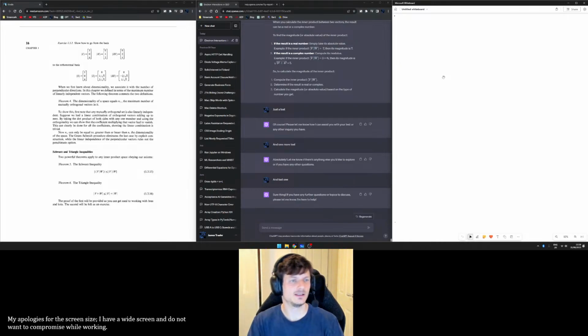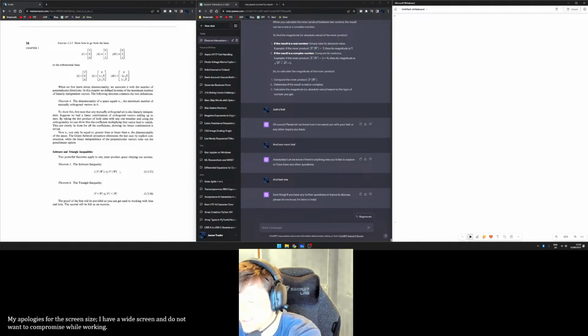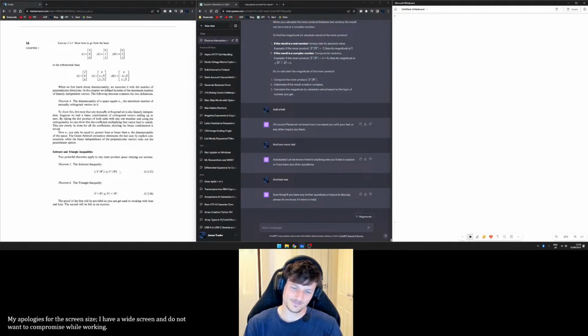Okay, so Schwartz and triangle inequalities. Two powerful theorems apply to any inner product space obeying our axioms. Theorem 5, the Schwartz inequality. Here it is: the magnitude of the inner product is always less than or equal to the multiplication of the two magnitudes. Yeah, I actually did this as well. I did this at the pub, actually.